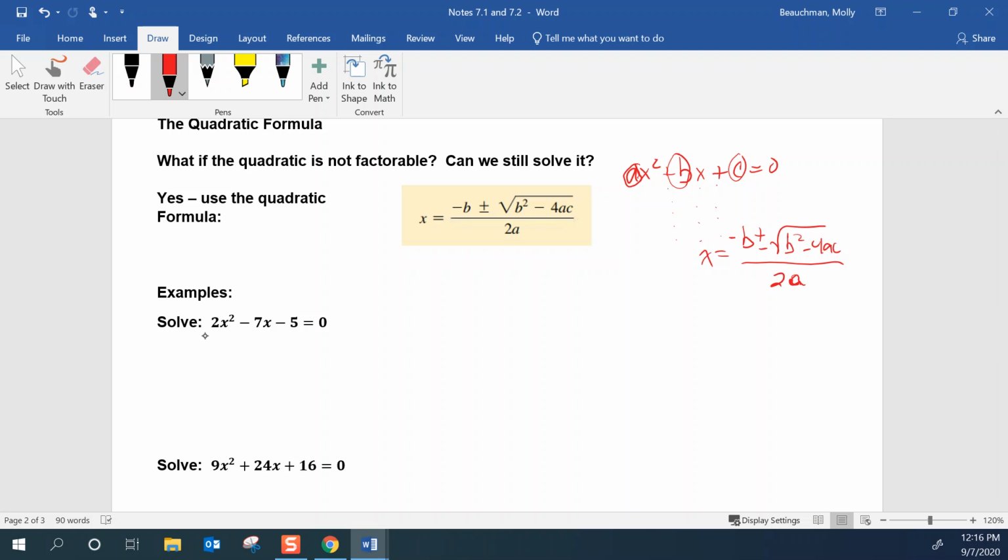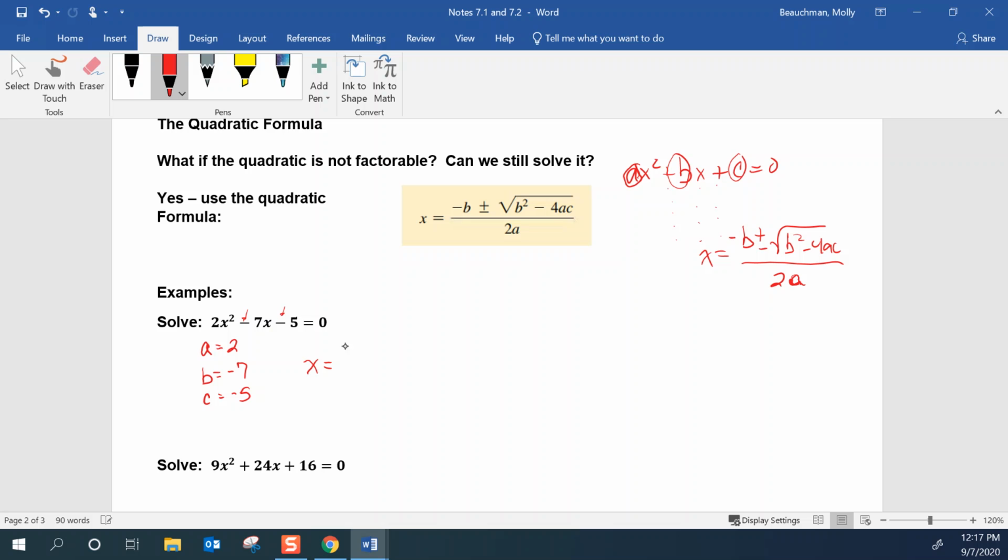Our first example, we've got 2x squared minus 7x minus 5 equals 0. It's in the right form, ax squared plus bx plus c equals 0. Identify your a, in this case is 2, b is equal to negative 7, and c is equal to negative 5. Notice we keep the sign with the number. Then we put it in the formula.